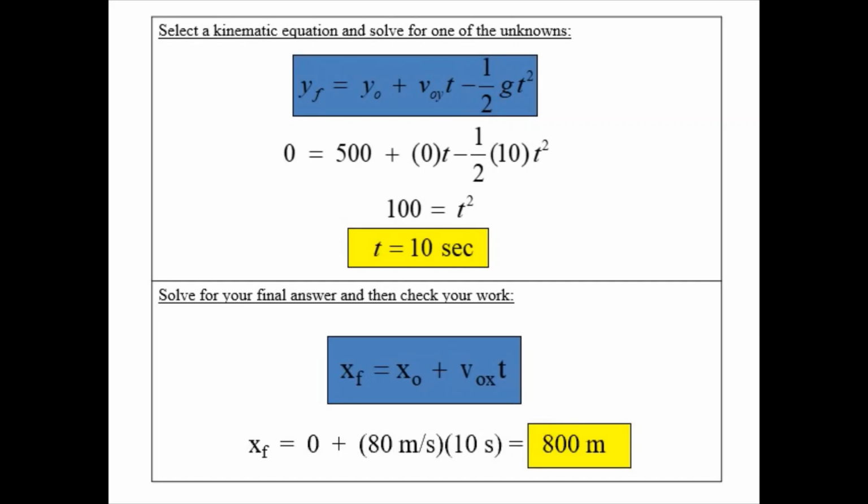Now if we look in the x direction, knowing the time is 10 seconds, obviously if it's moving at about 80 meters per second sideways for about 10 seconds, it would move horizontally a distance of 800 meters.